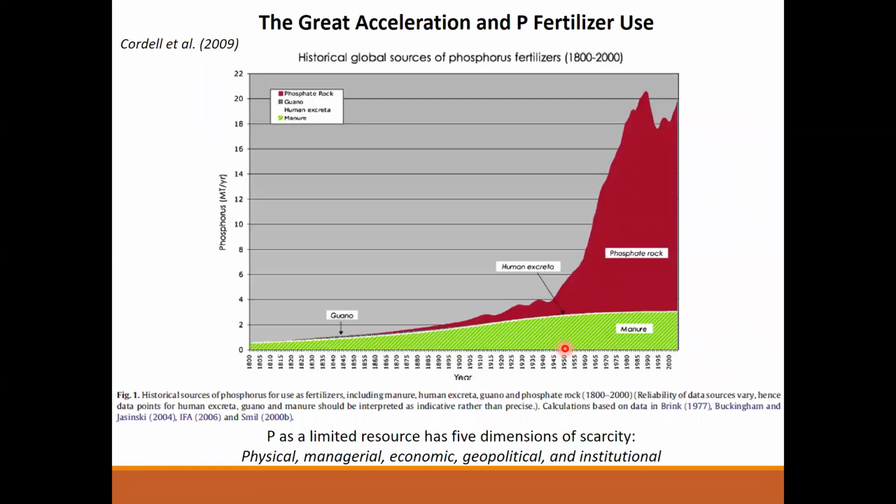Fertilizer use, remember this concept of the great acceleration, exponential growth in use beginning around the 1950s. Notice that prior to that, most of our phosphorus was coming from manure, right? So animal excrement that we would put onto fields in order to fertilize them. Primarily horse, pig and cow manure can be used to fertilize fields.